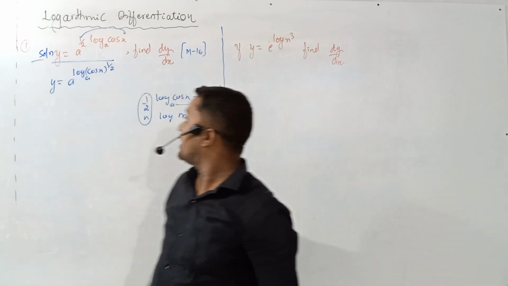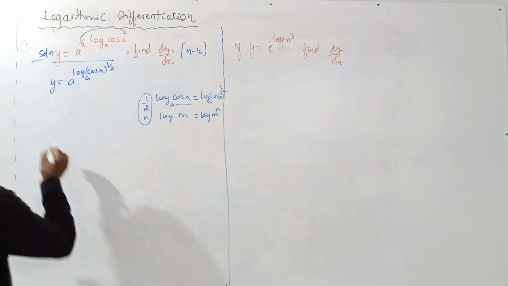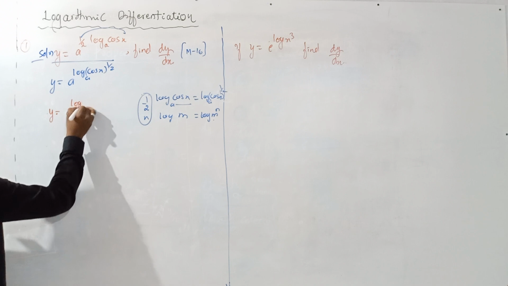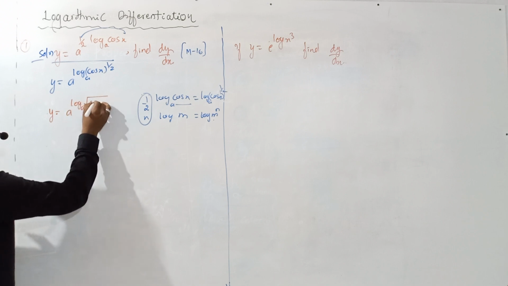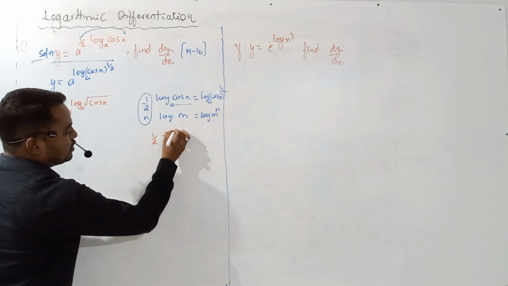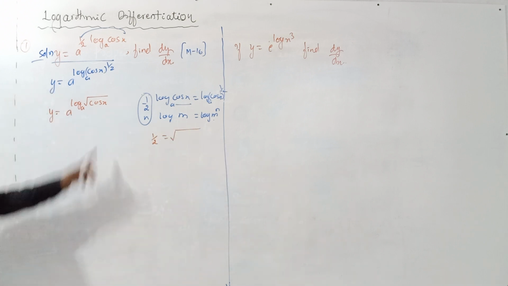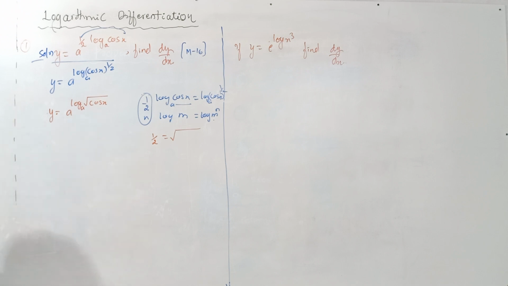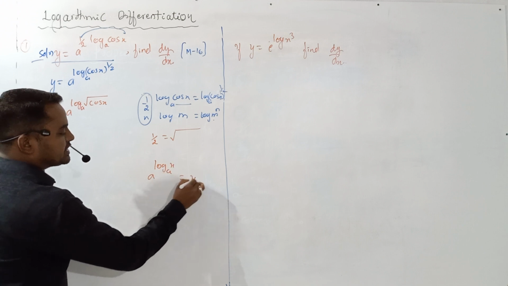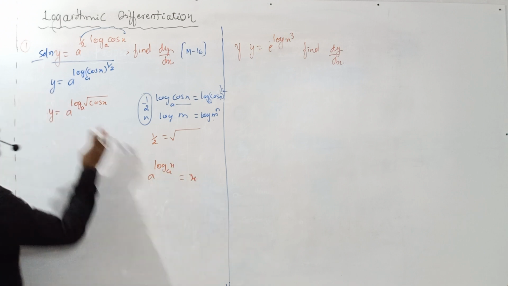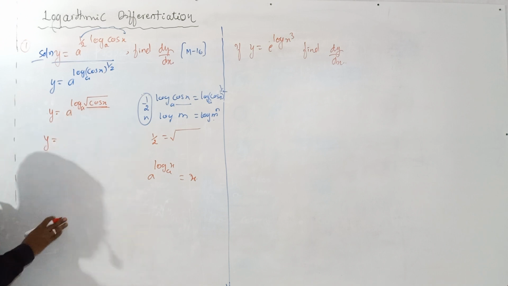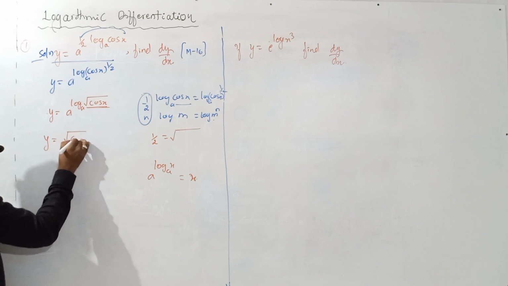After applying this, y is equal to a raised to log to the base a root cos x. 1 by 2 means square root, which we are keeping on cos x. Now a raised to log x to the base a is x. Applying this property, y is equal to a raised to log, instead of x we have root cos x, so y is equal to root cos x.